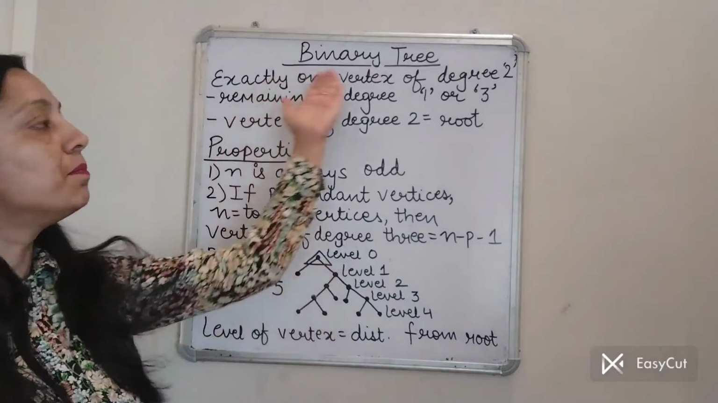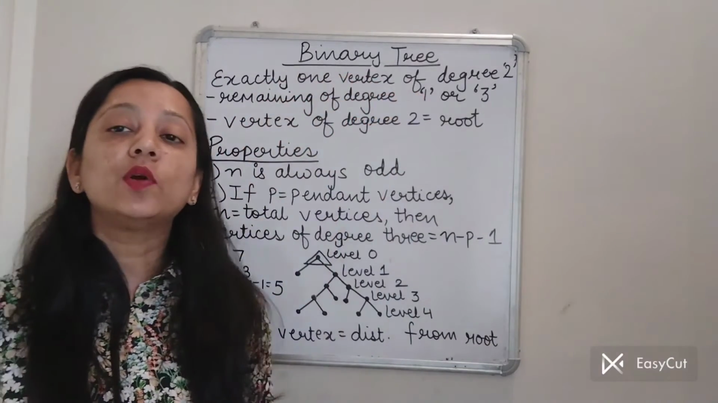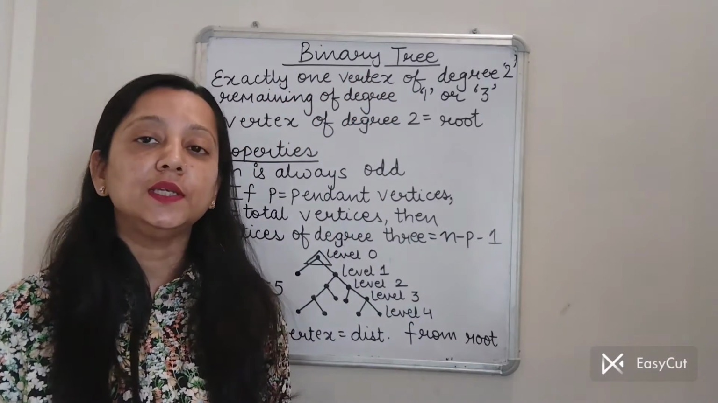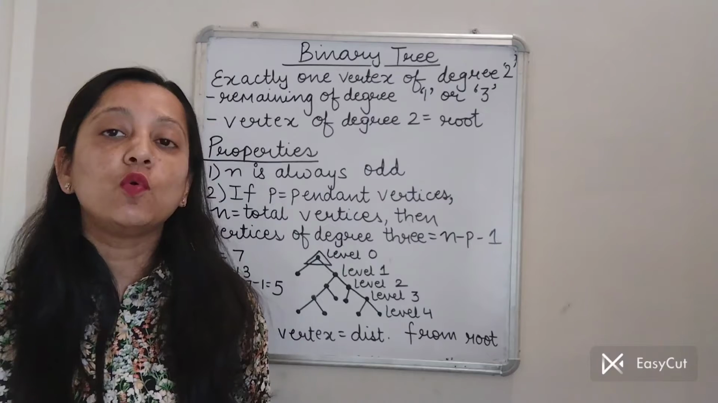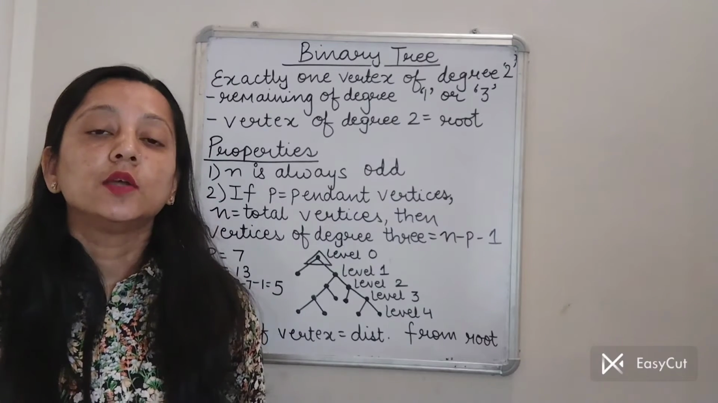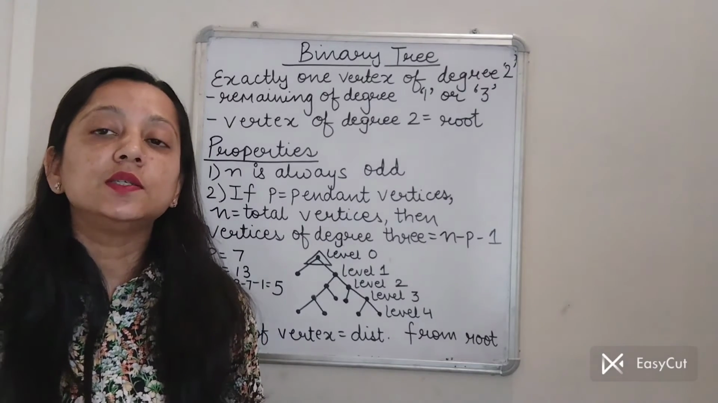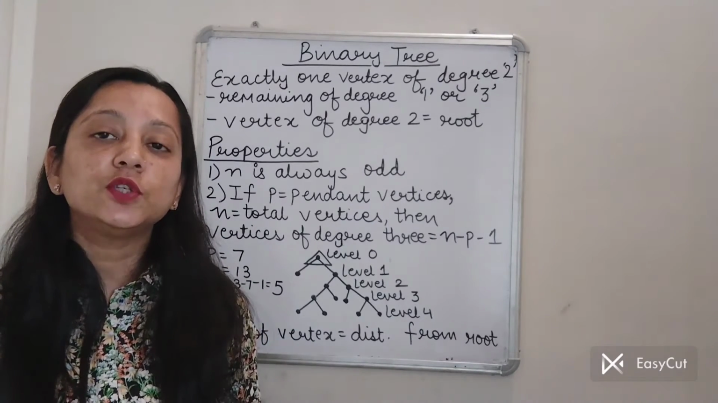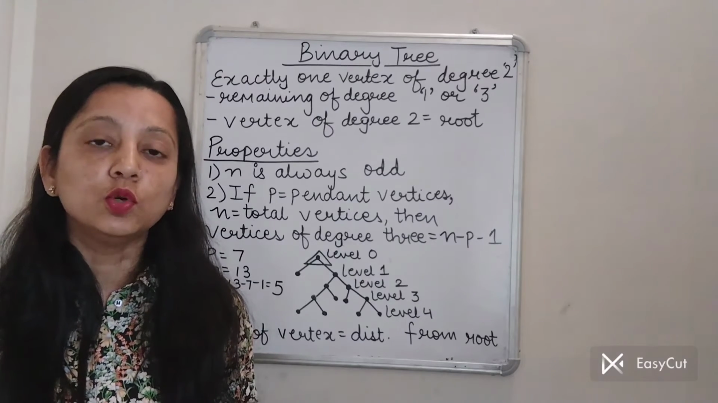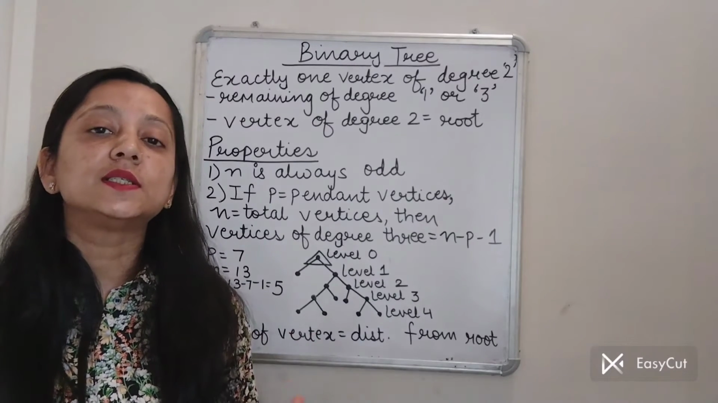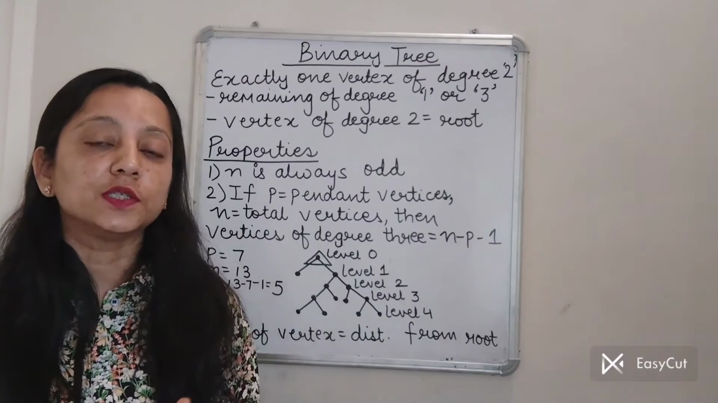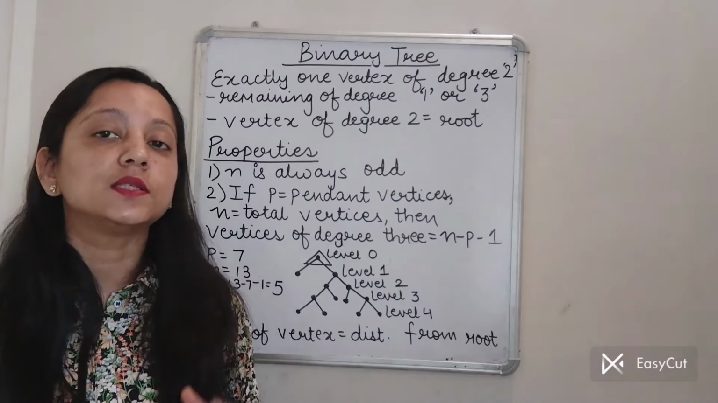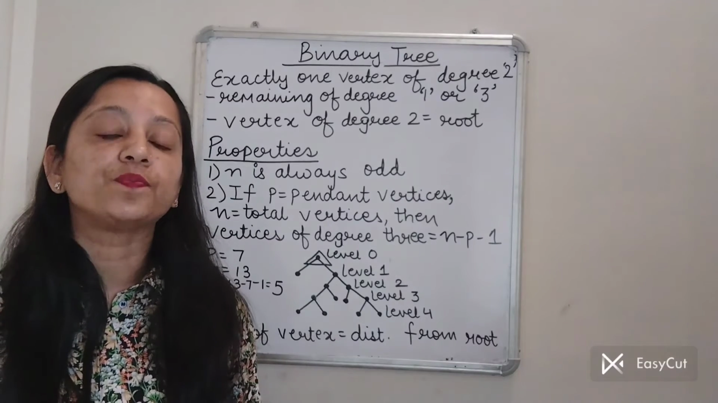So what are binary trees? Before I start binary trees, it's important for you to know what rooted trees are. Now basically a rooted tree is a tree in which there is a distinguished vertex which is called a root, and this vertex is distinguished from the rest of the vertices. So such a tree is known as a rooted tree, right?